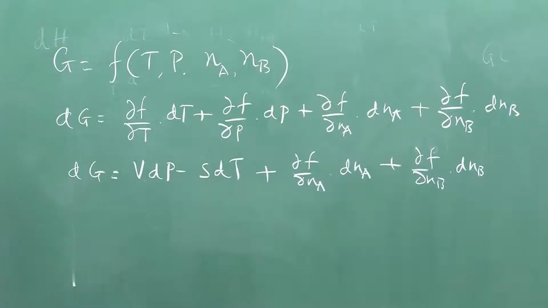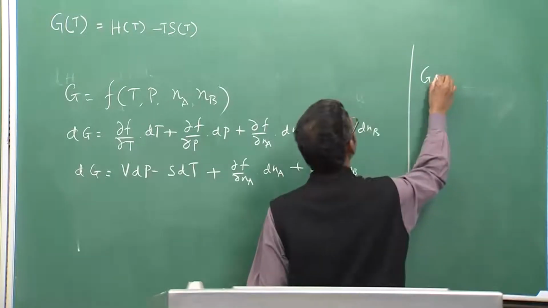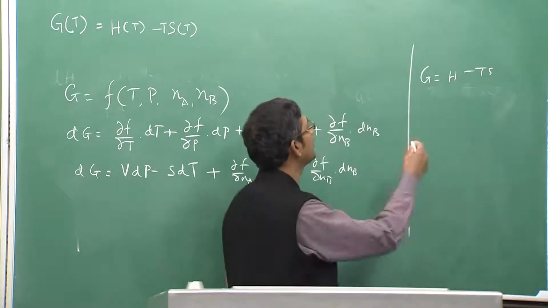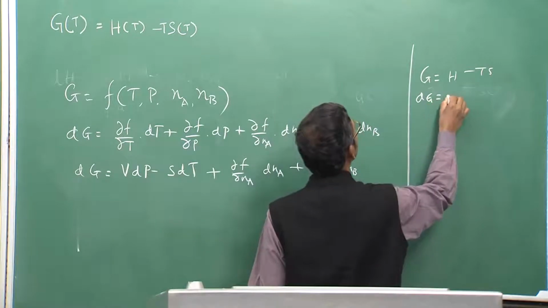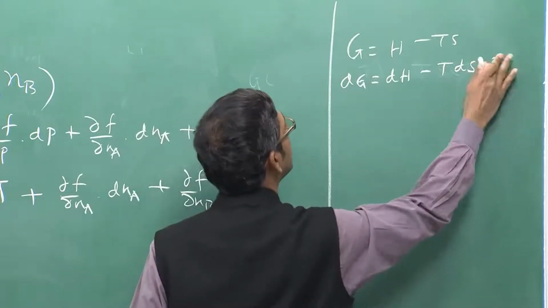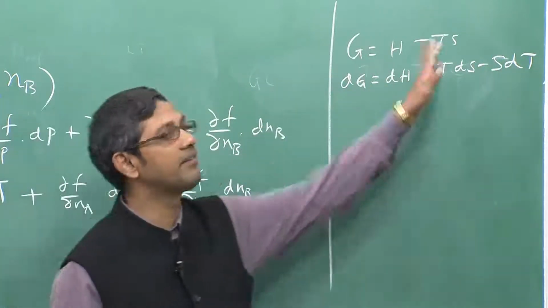So how do I get this? That is very simple. Let us write down here G is equal to H minus TS. So if I take the differential of that, then it becomes dH minus T dS minus S dT. I have just taken the total differential, so I have to differentiate everything.